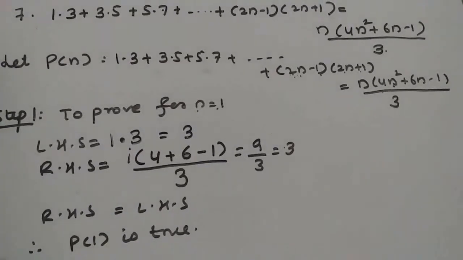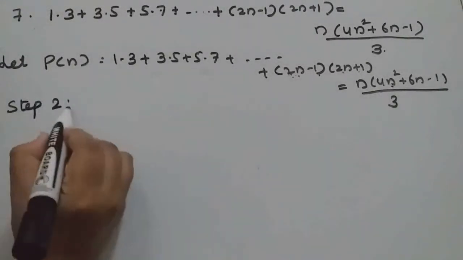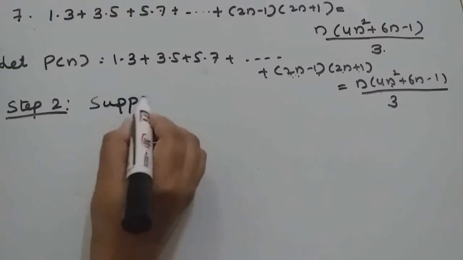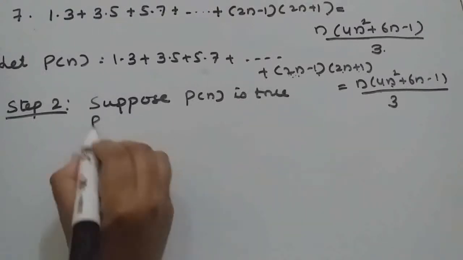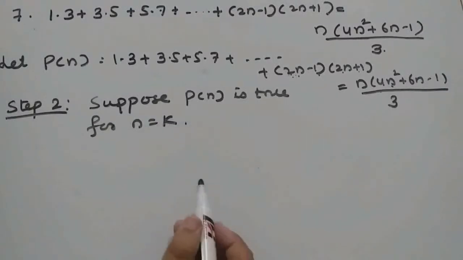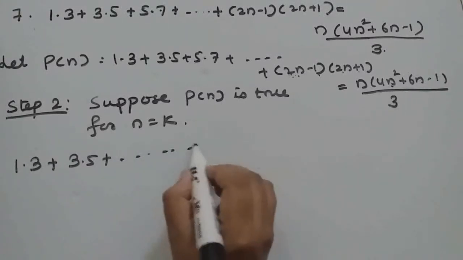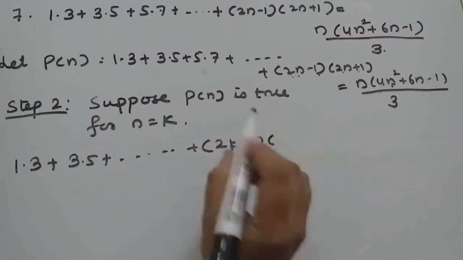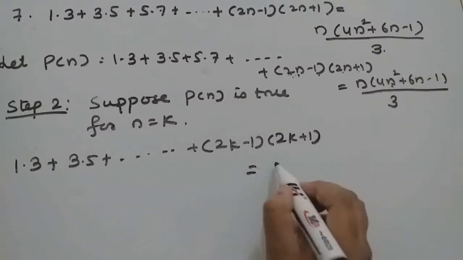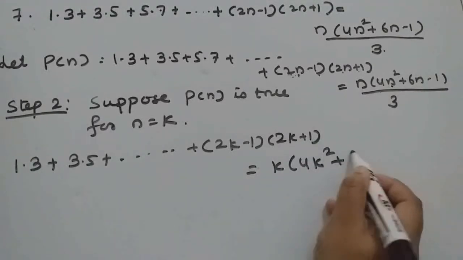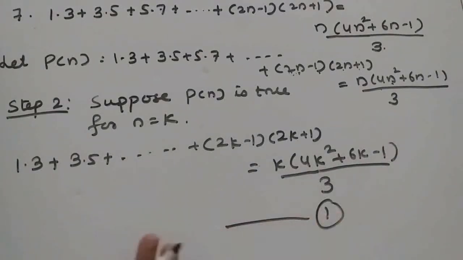Now for the next step, step 2. Suppose P of n is true for n equal to k. That means 1 into 3, 3 into 5, up to 2k minus 1, instead of n, now we are writing k, 2k plus 1 equals k into (4k square plus 6k minus 1) divided by 3. This is equation 1. This step is assumed true.